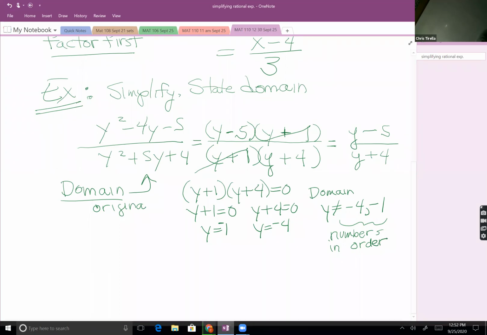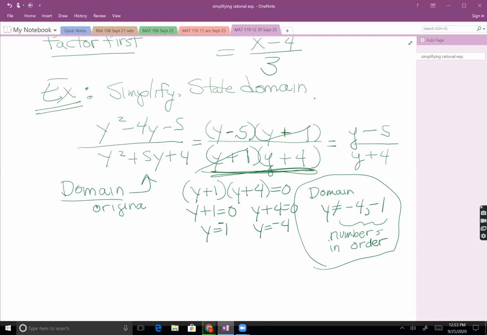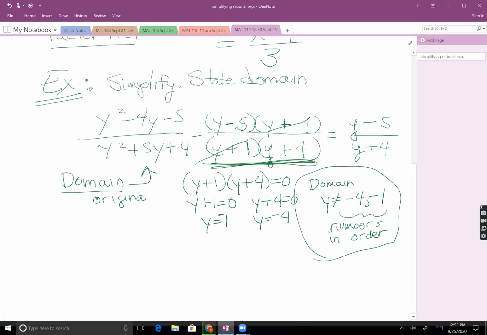Is this example okay for everybody? In both the domain part, it comes from setting the denominator equal to 0, and the reducing part, which comes from factoring everything. If so, I'd like to look at a special case. Can I scroll up? Yep.